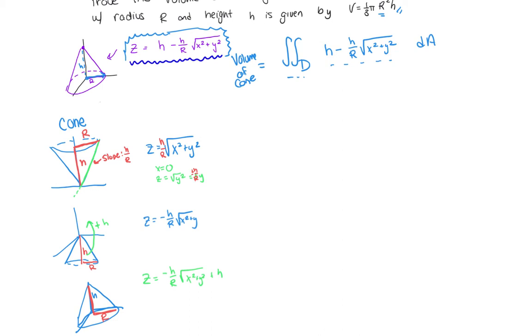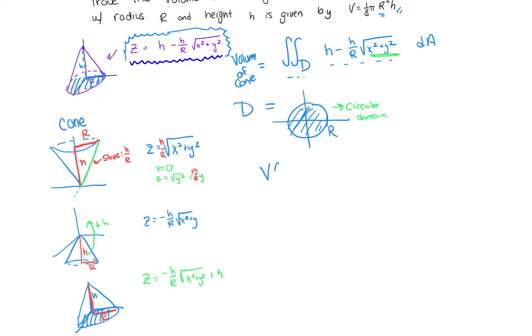So what should my D be? That D should be that circle of radius r in the xy plane. That should be the intersection of that cone with the xy plane, which is that circle of radius r. So now I see that I have this circular domain, and I see that I have my x squared plus y squared, so I should go ahead and set this up in polar coordinates.